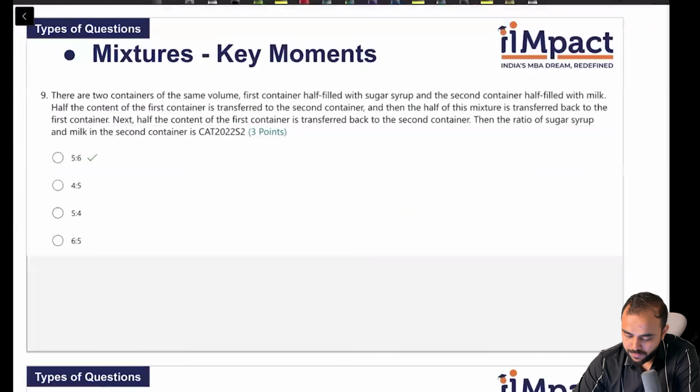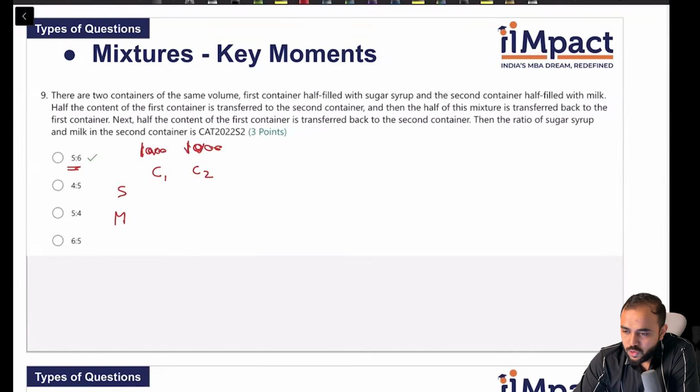Two containers of same volume. First container half filled with sugar syrup and second container half filled with milk. So what I usually do in these sort of questions is I will write a table C1, C2, and you have sugar and milk. Correct. They have the same volume. So let me say this is V, or you can also assume some volume, because the final answer is going to be a ratio. So let's take 1000 and 1000.